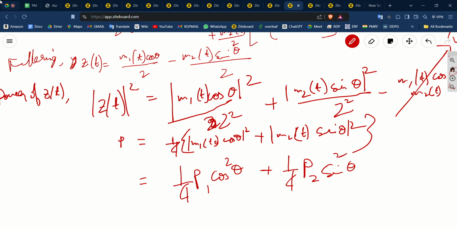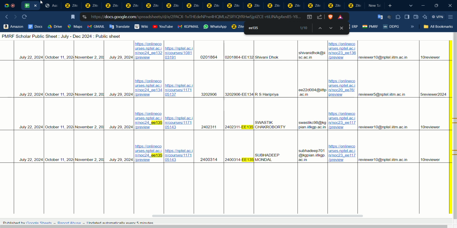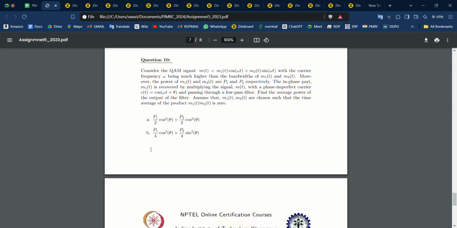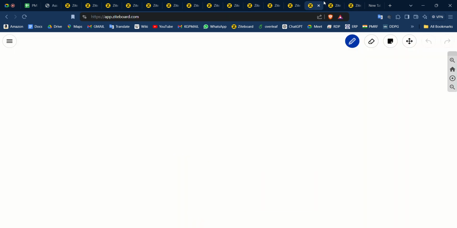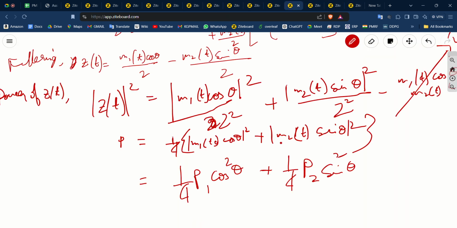So this would have led to perfect detection. Only the m1 carrier power will be there when we are detecting m1. But since there is an imperfect phase, there is a residual term, 1/4 P2 sin squared theta. So it is P1 by 4 cos squared theta plus P2 by 4 sin squared theta. That is option B. So for question 10, the correct answer is option B.